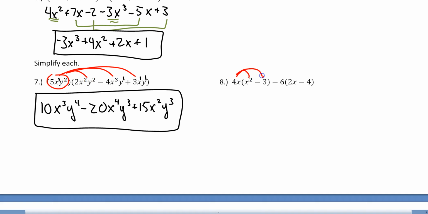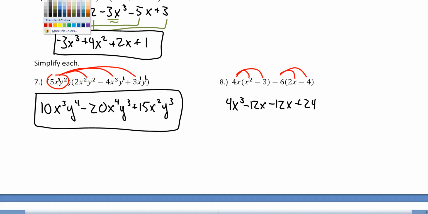Here I distribute the 4x. That gives me a 4x cubed. Again, I multiply, so I add the exponents. And a negative 12x. Over here I have the distributive property again, so I'm going to distribute that negative 6, and make sure you distribute the negative sign with it, so that's a negative 12x and a plus 24.